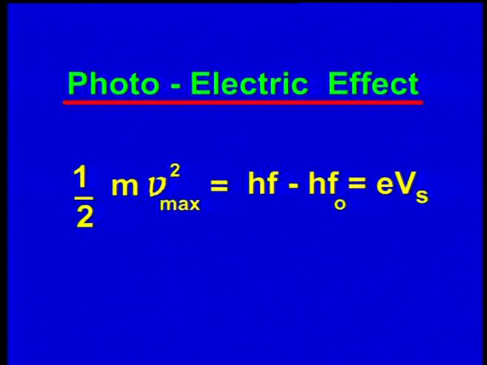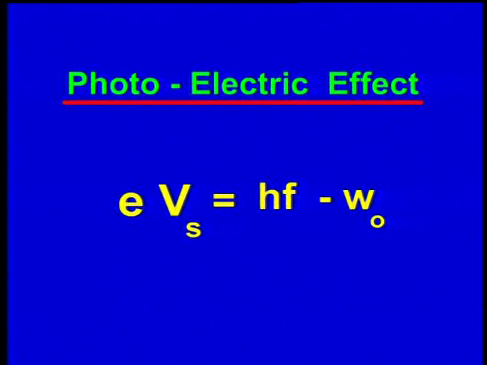If m is the mass of the photoelectron and V maximum is the maximum velocity of the photoelectron, we will observe this equation holds good, and this is equal to the stopping potential Vs multiplied by e, the charge of the electron. That is, half m v maximum square is equal to eVs. This is the kinetic energy, and this is the potential energy. Now, we will rearrange this in the next equation.